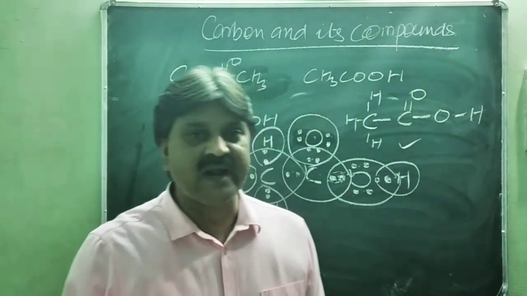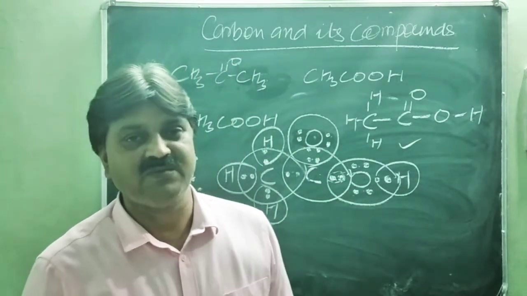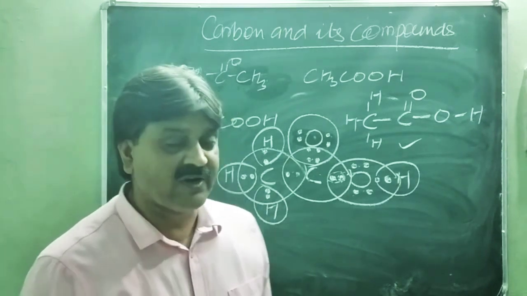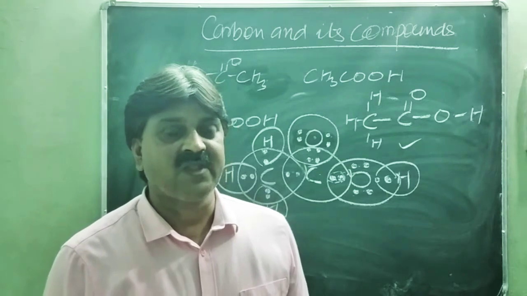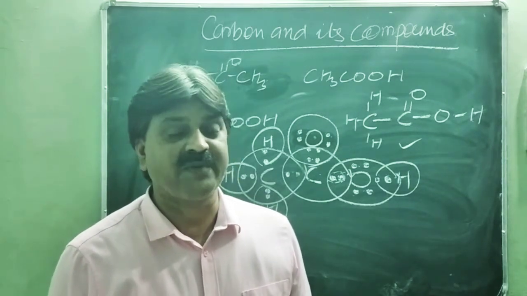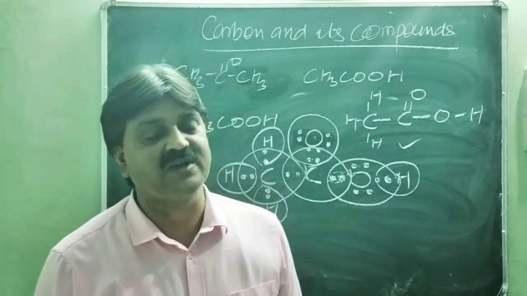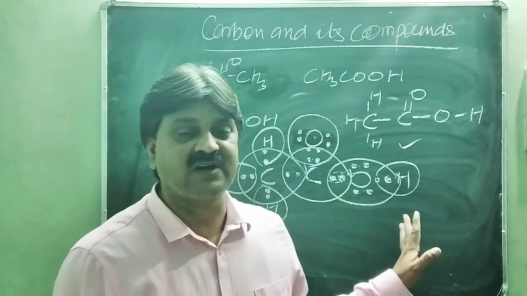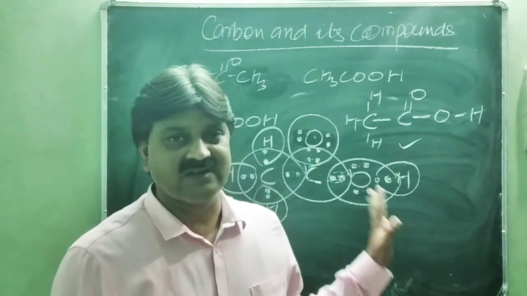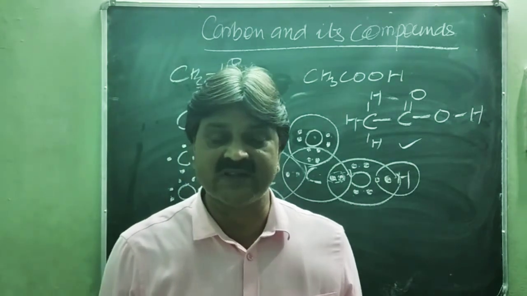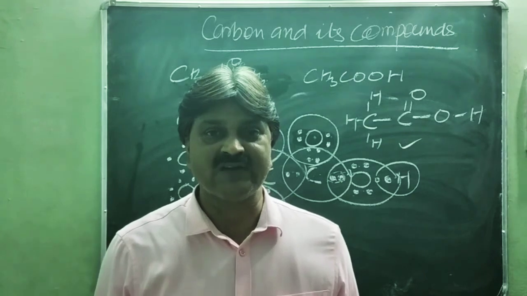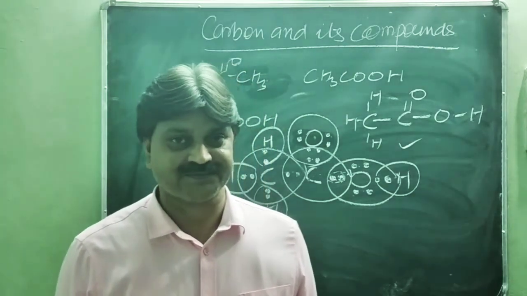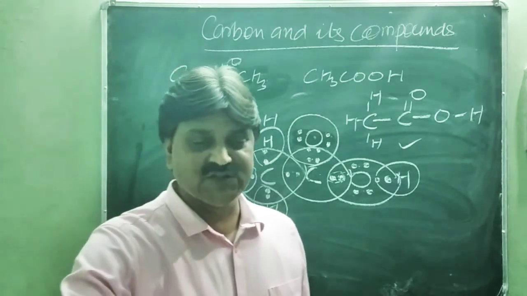So this is the way to write the electronic dot structure of a carbon compound. Is it clear? Write the questions given already in your book. Try to solve them yourself and practice writing the electronic dot structure, because most of the questions in organic chemistry are related to the electronic dot structure. If you know how to make the electronic dot structure, you can solve most of the questions on carbon compounds or chemical bonding. Next topic is isomerism.